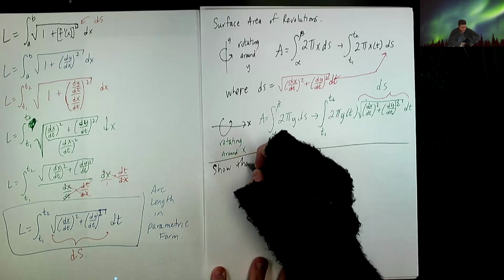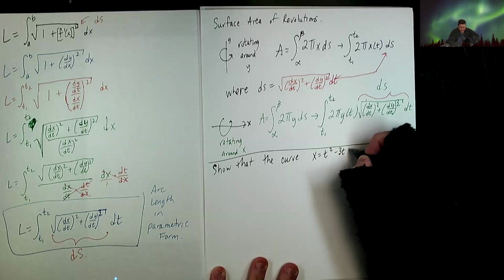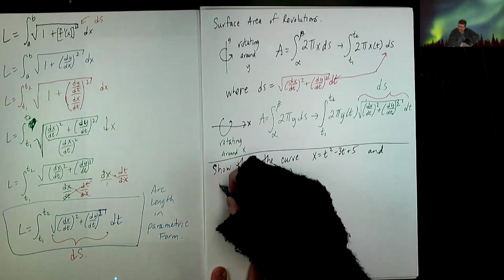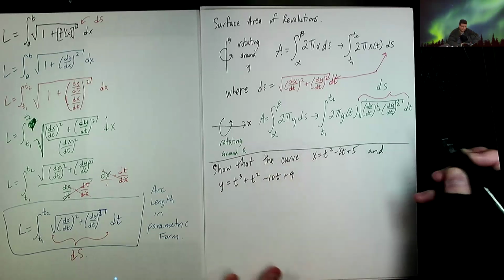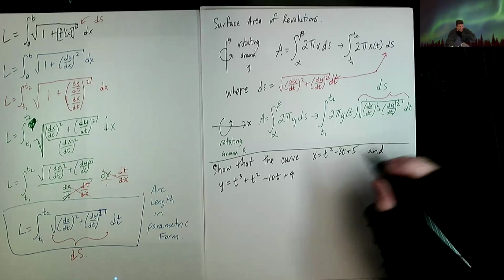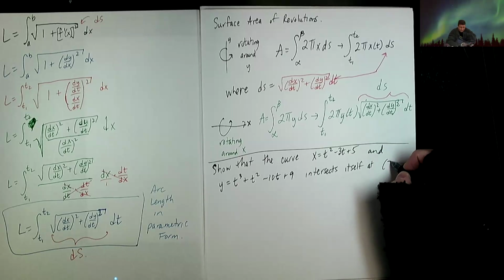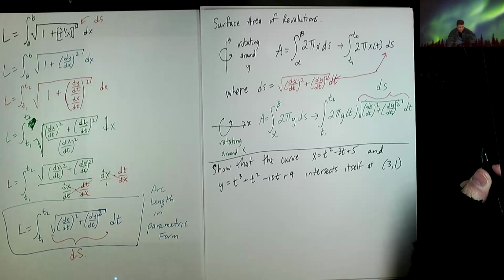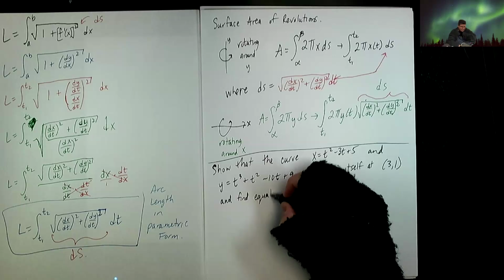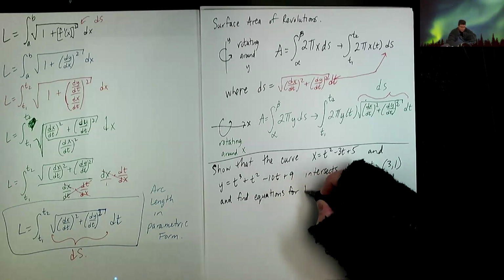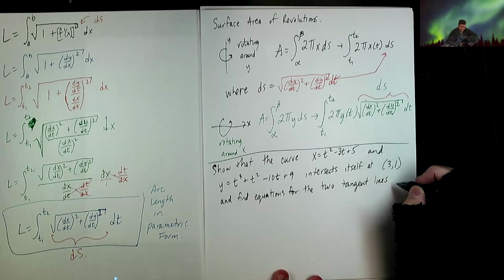Show that the curve x equals t squared minus 3t plus 5 and y equals t cubed plus t squared minus 10t plus 9 intersects itself at the point (3,1), and find equations for the two tangent lines at the point of intersection.